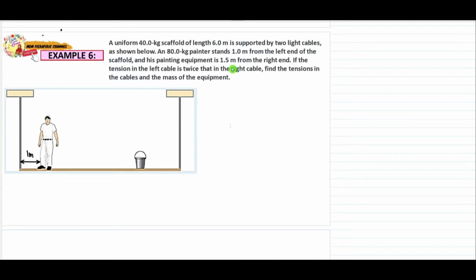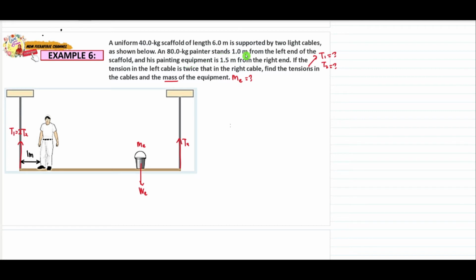Okay, so if the tension in the left cable is twice that in the right cable, so means that let's label here as T1, where T1 is twice T2. So yang dekat belah kanan ni T2 lah. Okay, find the tensions in the cable. So we need to find T1, T2, and the mass of the equipment. So the mass of the equipment here. So we consider this is the equipment. So the mass of the equipment. Okay, maknanya equipment ini meletakkan berat lah kepada beam ini. Okay, so the weight of the equipment.